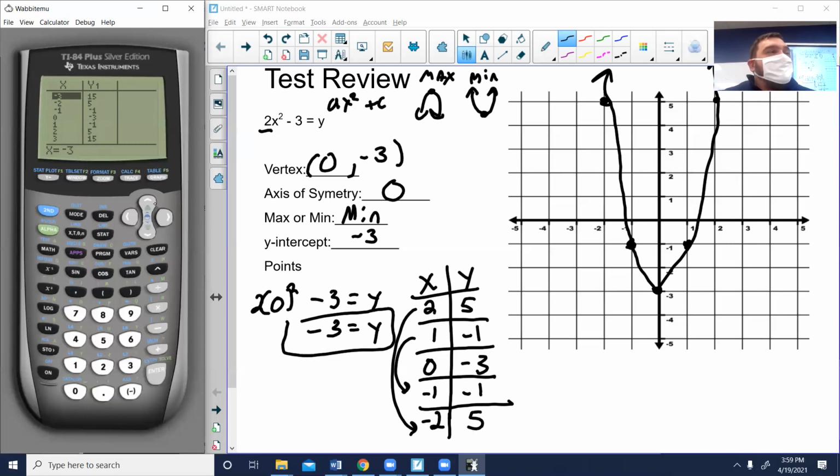Okay, after you're done, you just click second, quit, and then you're back on the normal screen. Quit is right next to second.